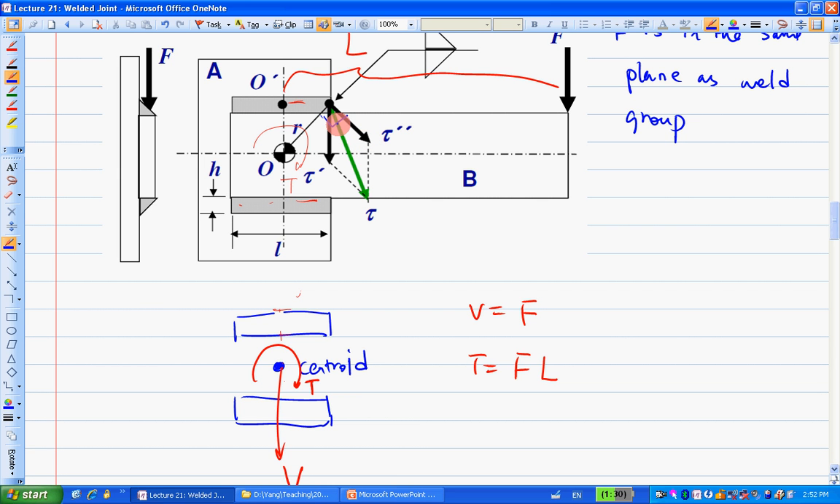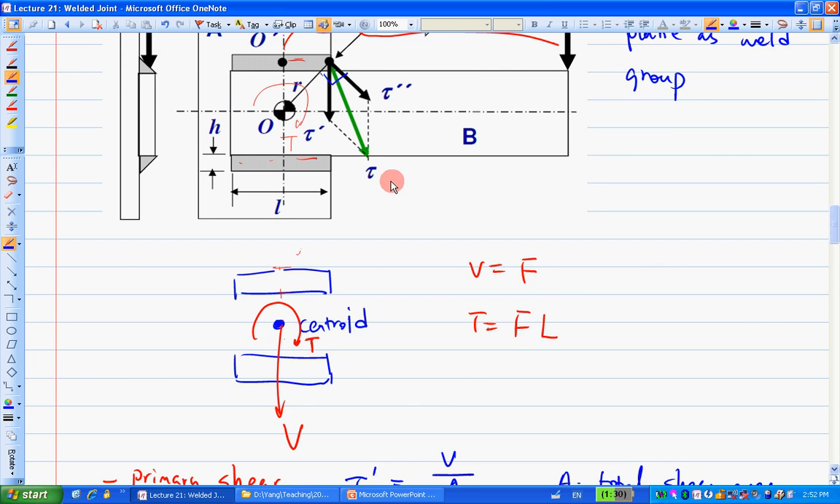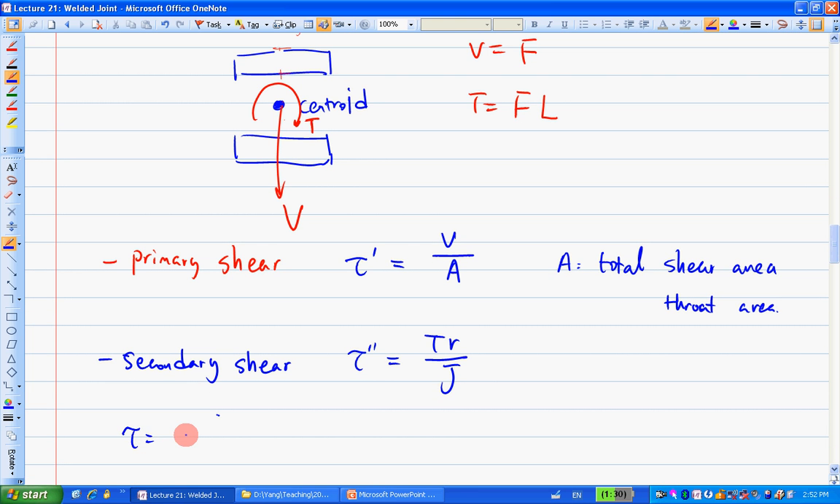Now this is how you draw these two shear stresses. They are like two vectors. This tau prime is due to the V, that's going down. Tau double prime is due to the T, and that's perpendicular to the R. Then overall, the tau is the vector addition of these two. So the absolute value of the addition of these two gives you this tau.